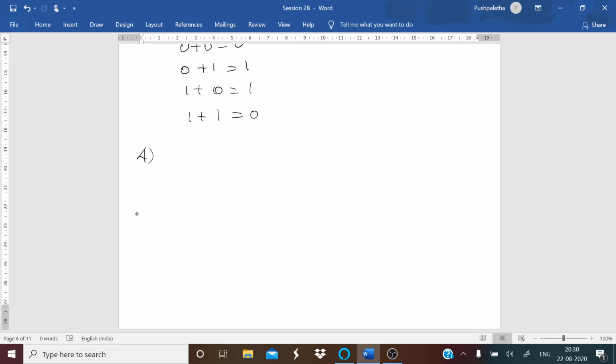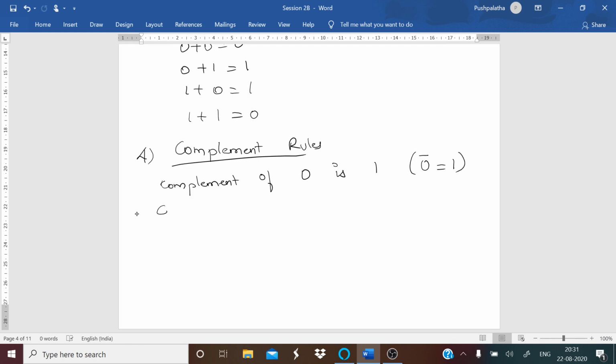And the next is your complement rules. That is, complement means the opposite. Complement of 0 is 1. That is, 0 bar means 1. Then again, complement of 1 is 0. That is, 1 bar will be 0. These are the basic postulates that we have in Boolean algebra.